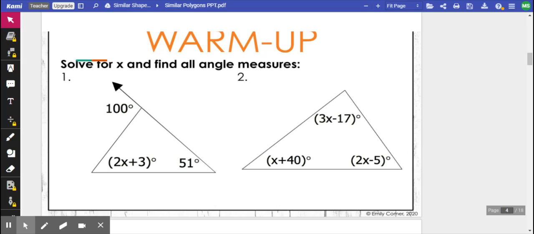The two problems we see in front of us are review from past video lessons. The one on the left is using the exterior angle theorem. The one on the right is using the triangle sum theorem. Please take a second to pause the video and try to find the answers for X for both of these problems to see how much you might remember from prior lessons.